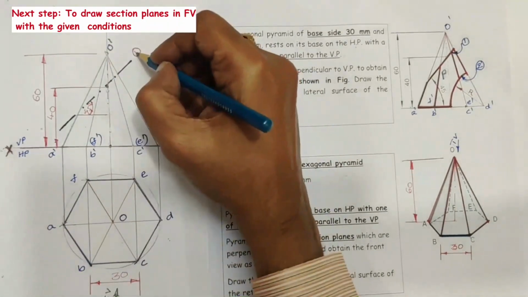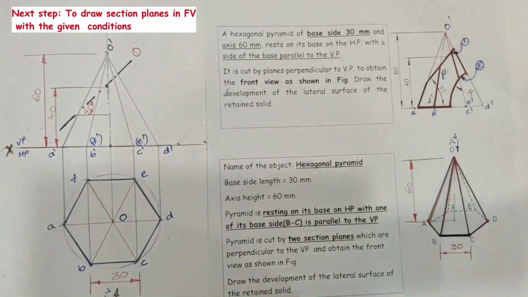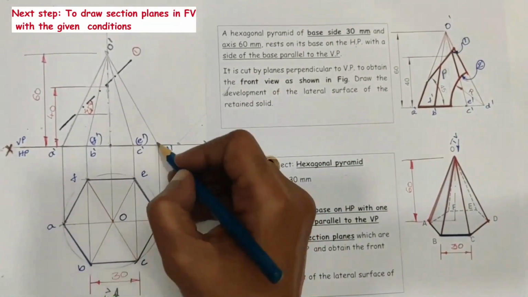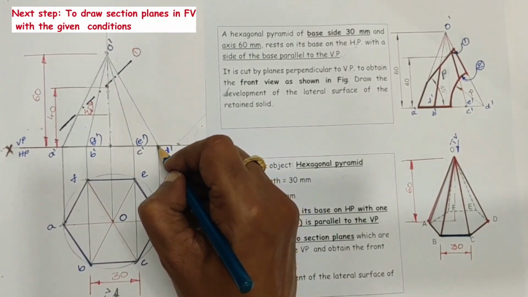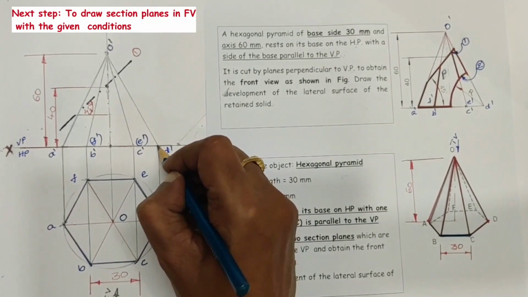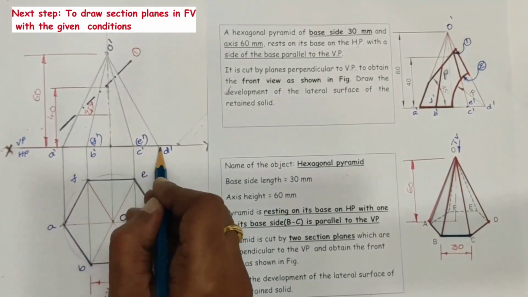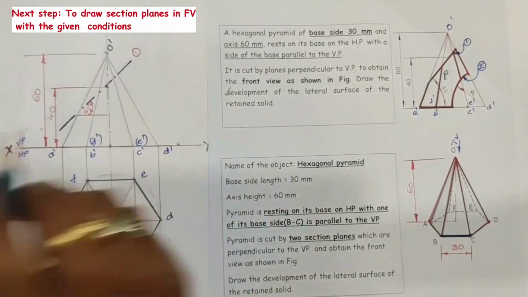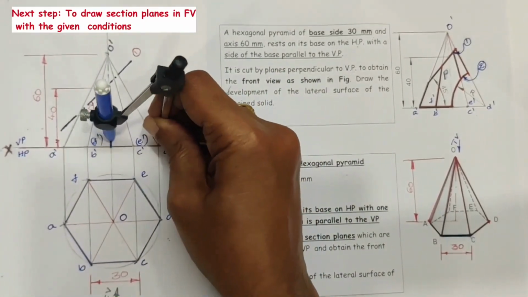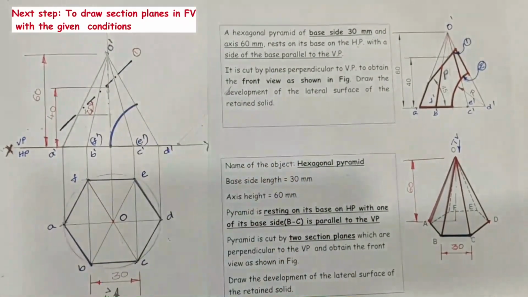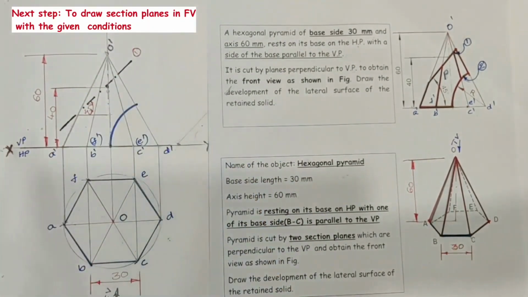Drawing the first section plane is completed, then we will draw the second section plane. The second section plane is drawn with a radius of, say, 30 mm from the right hand side corner, say D dash corner. That is, with D dash corner as a center and 30 mm as a radius, that is this distance is 30 mm, draw an arc.